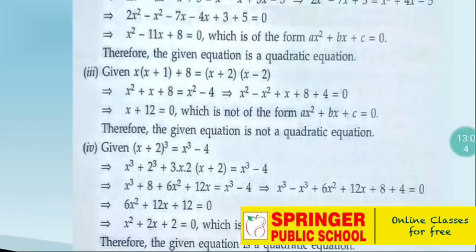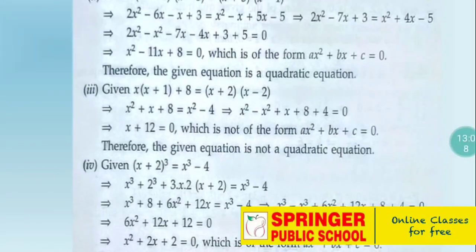Now let us see the third question. x into (x plus 1) plus 8. Concentrate here. x into (x plus 1) plus 8 is equal to (x plus 2) into (x minus 2).